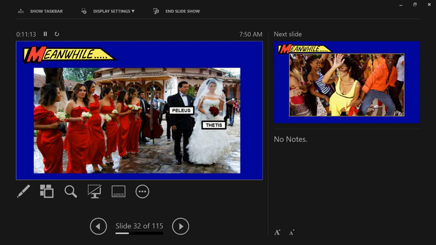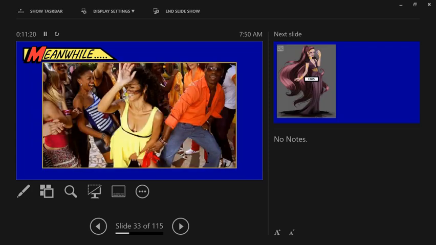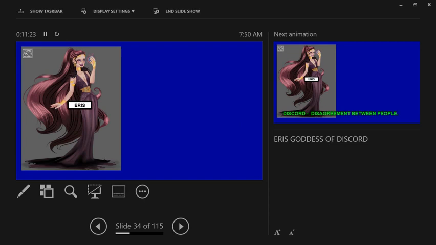And Peleus is a god, Thetis is a goddess. They're lower level gods and goddesses. I even think that Thetis is a nymph. Anyways, everybody's invited except for Eris, the goddess of discord. And discord means disagreement between people. Discord means strife and chaos and arguments and everything. Why wouldn't you invite Eris to your wedding? She's a troublemaker, all right? Wherever she goes, she causes trouble.